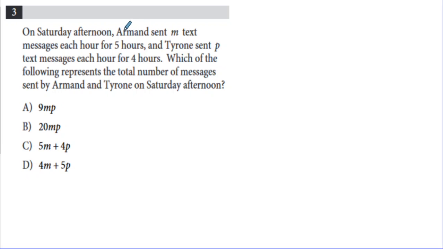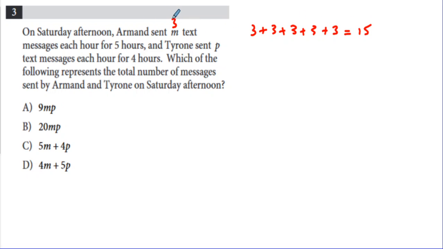So for example, if I was talking about Armand sending M text messages, well, let me just replace that and say Armand is sending 3 text messages each hour for 5 hours, right? So let's just think about that. If he's sending 3 text messages each hour for 5 hours, he's going to end up sending 3 and then another 3, and then another 3, and then another 3, and 3. Looks like he's going to send 3 plus 3 plus 3 plus 3, right? He's going to send this many. If he sends for 5 hours, that looks like 15 messages, right?